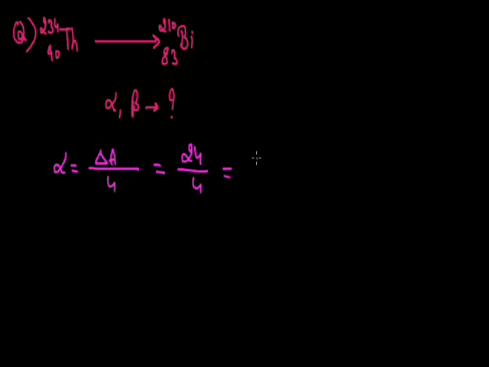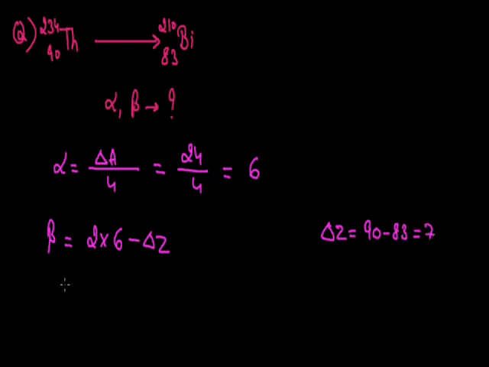We can calculate that here the number of alpha particles is 6, and to calculate the number of beta particles, it equals 2 into the number of alpha particles, that is 6, minus the change in atomic number. The change in atomic number delta Z is equal to 90 minus 83, the value is 7. If we put this in the formula, it is 2 into 6 minus 7, and from here we calculate that the number of beta particles is 5, and these 5 beta particles are responsible for this conversion. So this is about today's lecture.